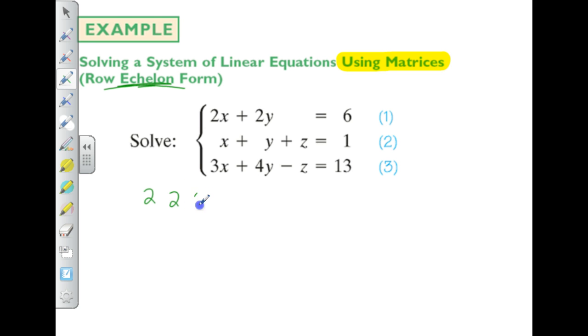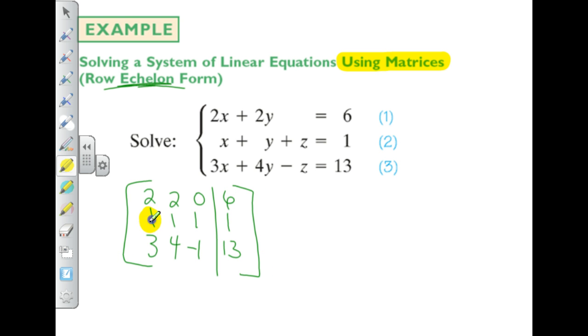So I'm going to dump this into a matrix. And I'm using my zero. So here's 1x, 1y, 1z, and 3, 4, negative 1, and 13. So again, my first goal is to get this to be a 0. And I can accomplish that by multiplying row 2 by negative 2. Because negative 2 times row 2 and then add it back to row 1 will give me a new row 2. And hopefully I'll have a 0 where that yellow dot is at. That's the goal. So if I multiply this 1 by a negative 2 and add 2 and negative 2, I'll get the 0. So let's do it.